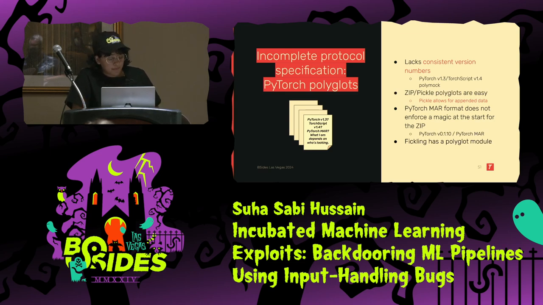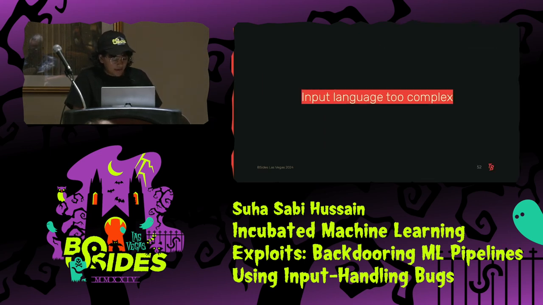Fickling now has a polyglot module, so you can differentiate, identify, and create polyglots for the different PyTorch file formats. Now on to the next class. This one just means that your input should be simple and well defined, so you can check it thoroughly.